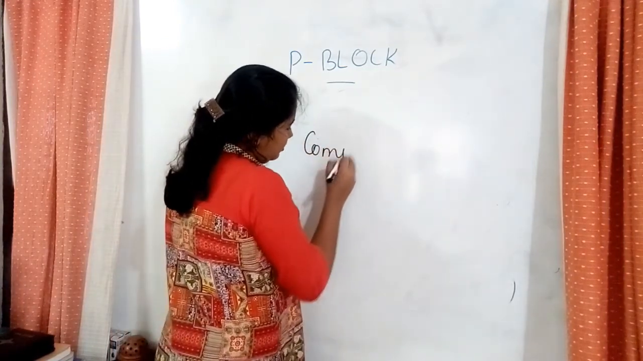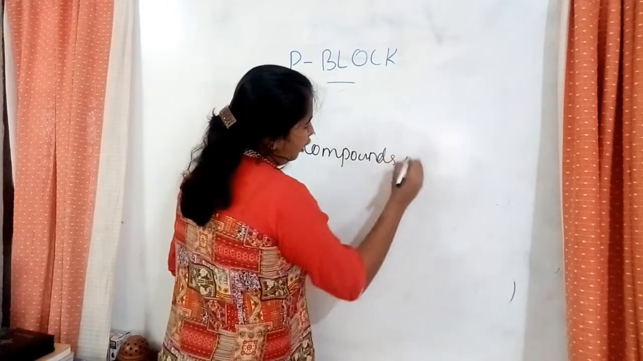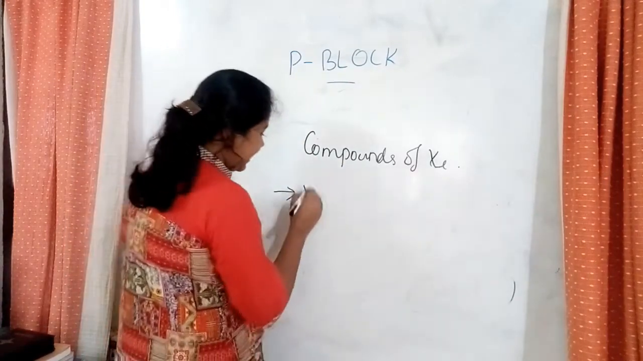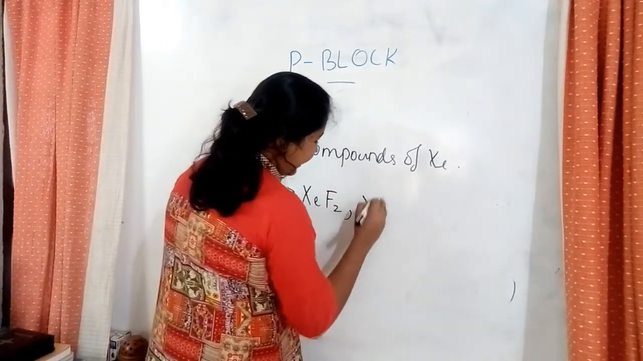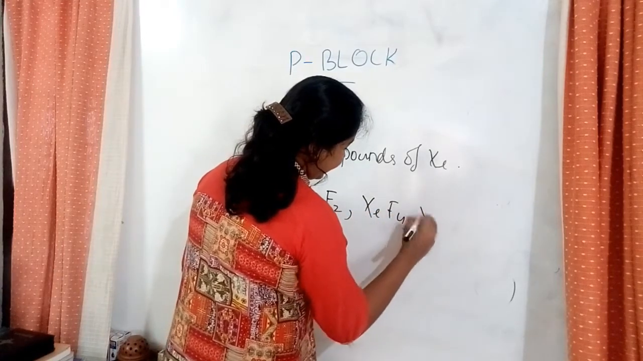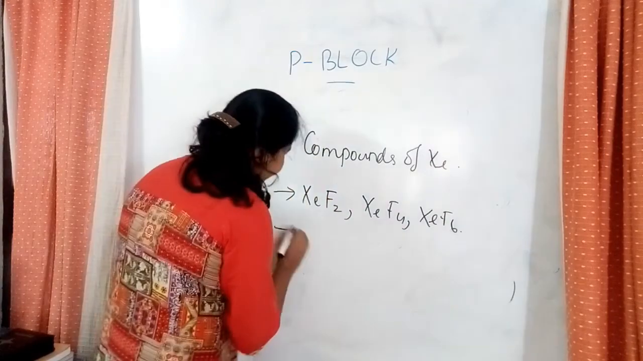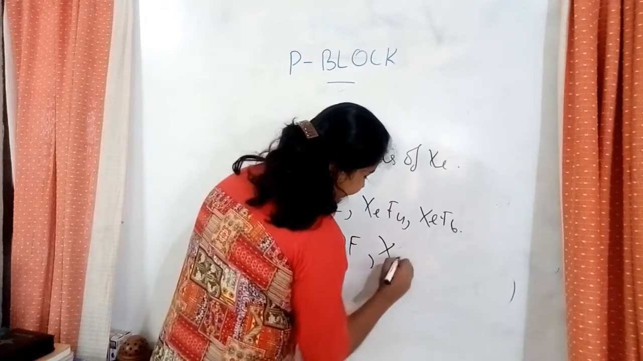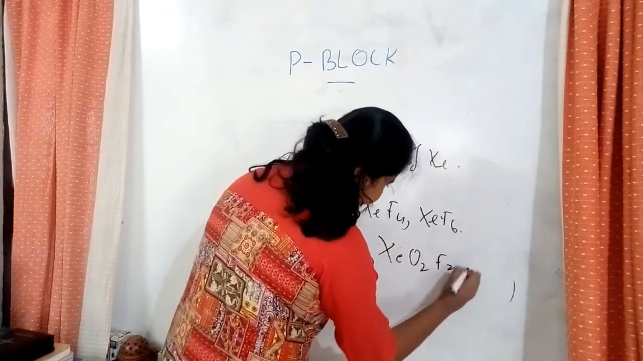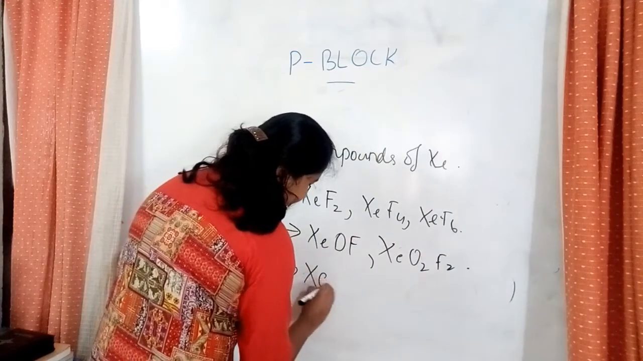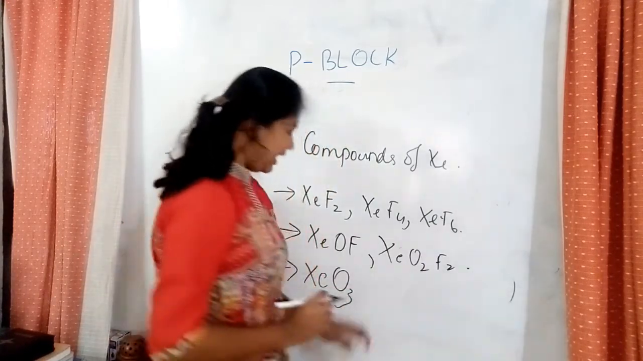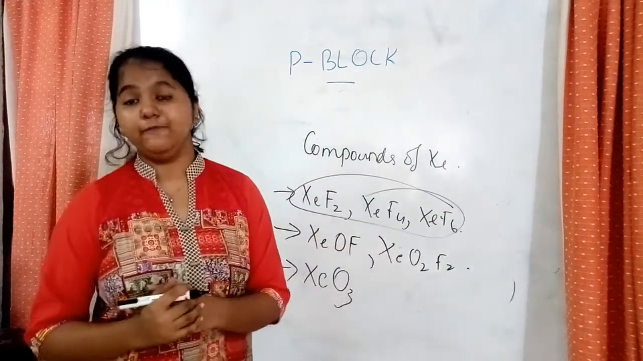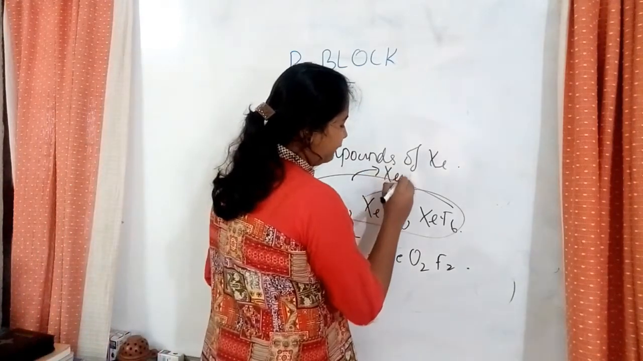Compounds of xenon. So first, it's a set of compounds that we have to learn, that is XeF2, XeF4, XeF6. We have to learn about other compounds also, that is XeOF4 and XeO2F2. And there's one more compound that we have to learn, XeO3. These are the compounds that we have to learn. So, first we learn about these, which are known as xenon fluorides.